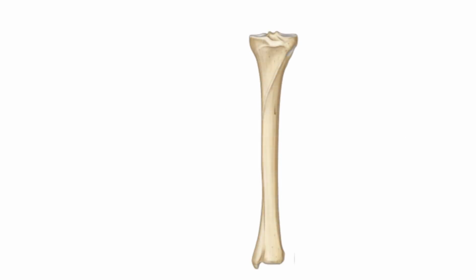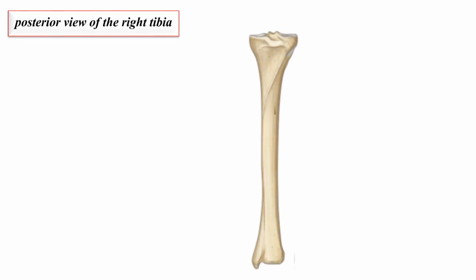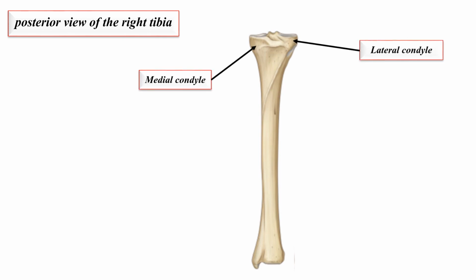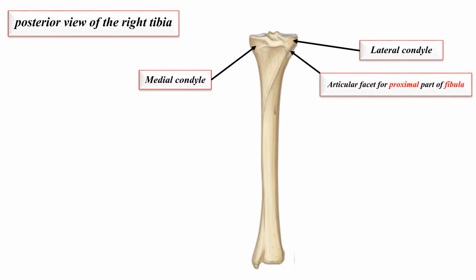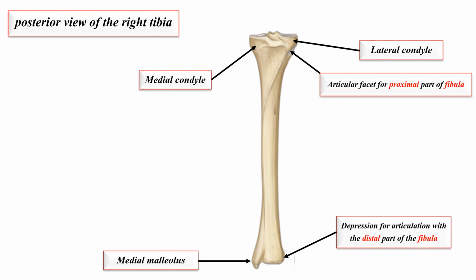This is a posterior view of the right tibia. Let us see the features of the tibia posteriorly. This is the medial condyle and this is the lateral condyle. In the lateral condyle posteriorly, there is a facet for articulation with the head of the fibula. Distally, this is the medial malleolus, while distally and laterally, the tibia has a depression for articulation with the distal part of the fibula.